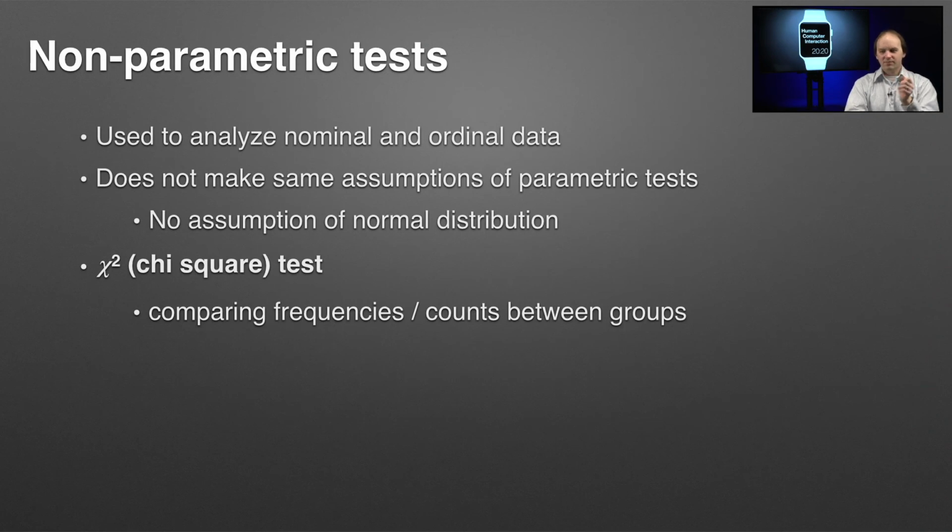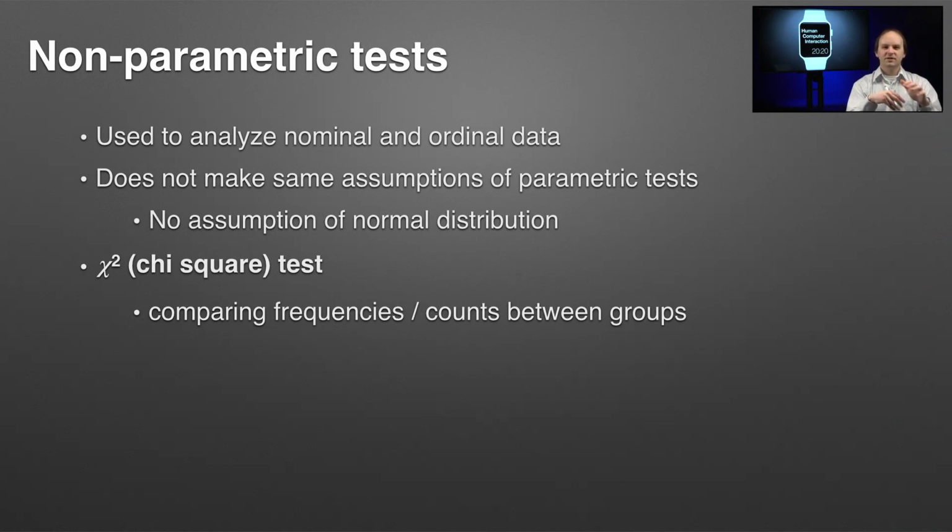And then briefly, I'll mention non-parametric tests. So these are used to analyze some of that nominal and ordinal data. They don't make assumptions about how the values are distributed. So if you're taking a stats course, you've probably spent some time talking about normal distributions. That's kind of the default assumption of a lot of parametric tests. Non-parametric tests don't make that assumption.